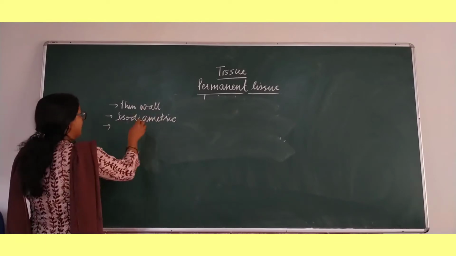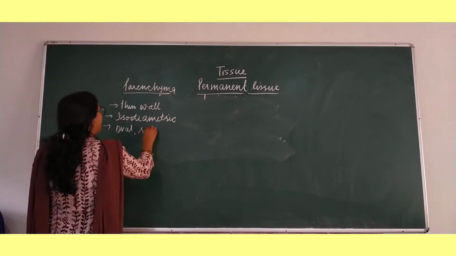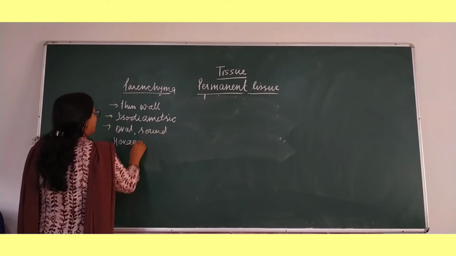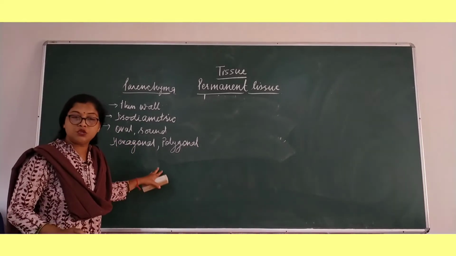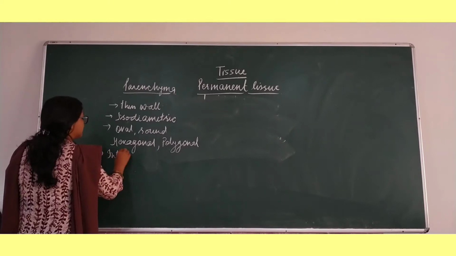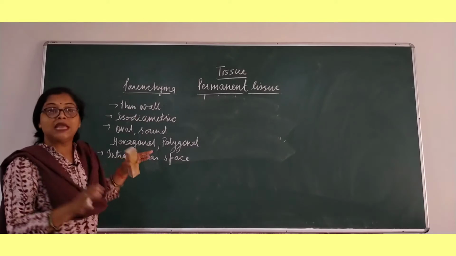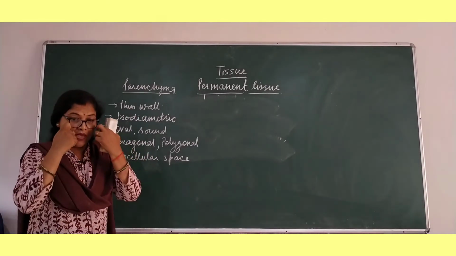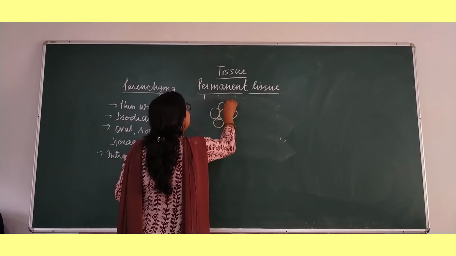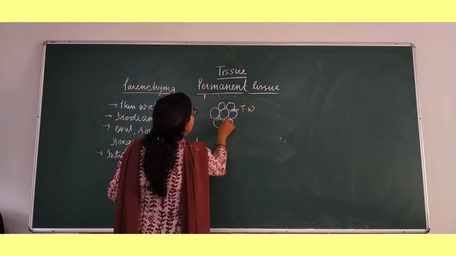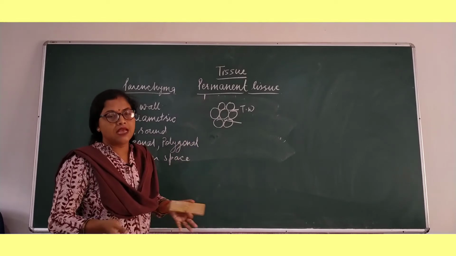Parenchyma cells may be oval in shape, round, hexagonal, or polygonal. These shapes are found in parenchymatous cells or tissues. You may see intercellular space between the cells. These are all the characteristics of parenchyma. If we draw the diagram, they are oval in shape. We can see the arrangement, the thin wall, and the intercellular spaces are also there. And they are isodiametric, as I have told you right now.